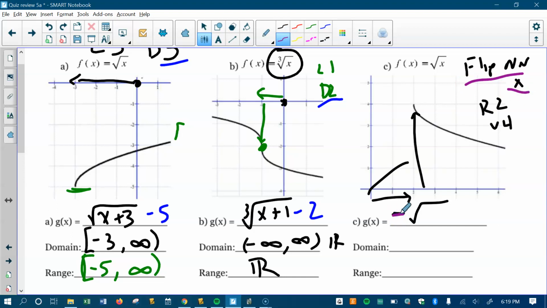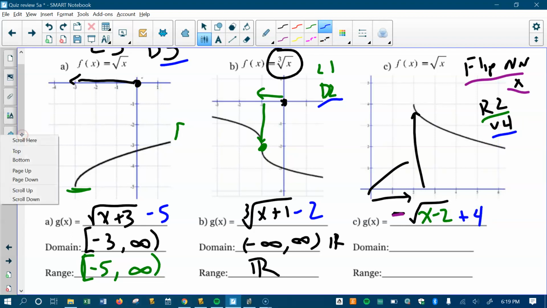Negative. All right, we want right 2. So let's go and do right 2. Means that that's going to be x minus 2. The up 4 is going to be plus 4, and that's your new equation.